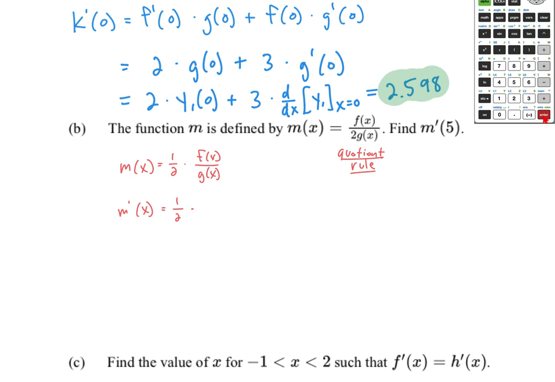In quotient rule, our answer is going to be a fraction. So we always start off taking the derivative of the top, which in this case is f, and then times that by the bottom, and then minus the top times the derivative of the bottom, that whole thing over whatever the bottom is, squared.